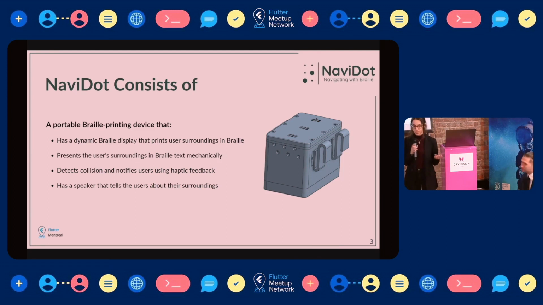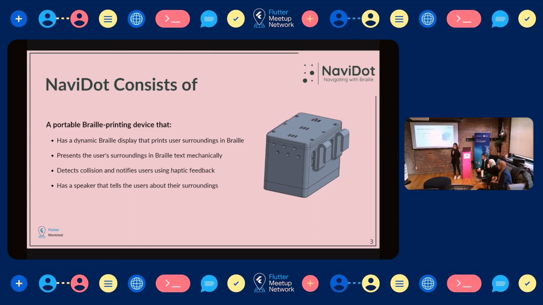where we use haptic feedback to notify users if there is any obstacle in the way of the user within 15 centimeters. The device also has a speaker that tells the user about their surroundings, for example, if you want to use the audio mode, because our device has both the audio and the Braille output modes.